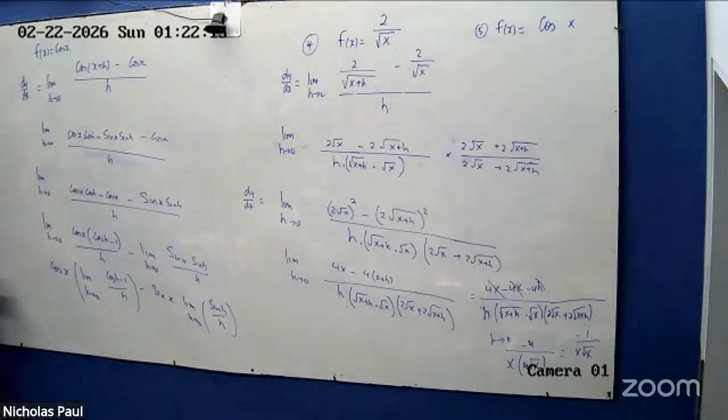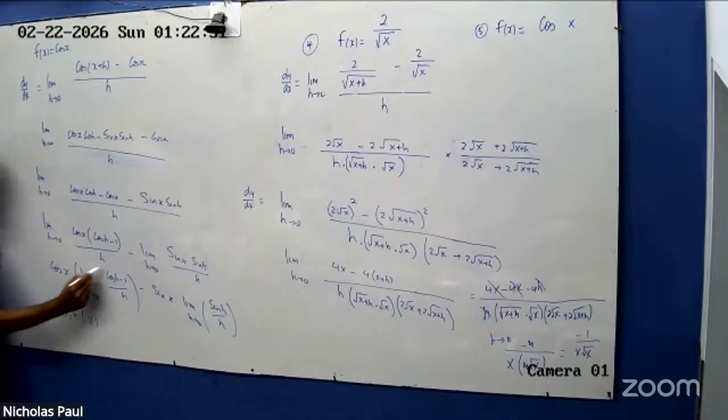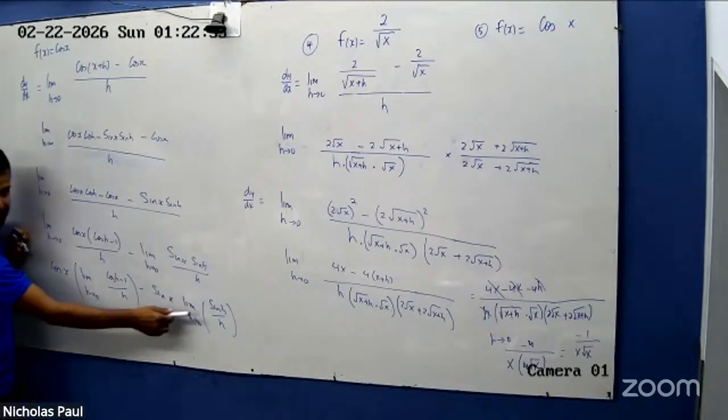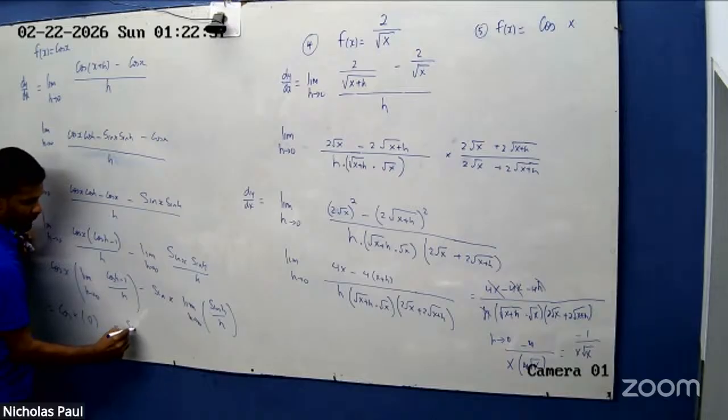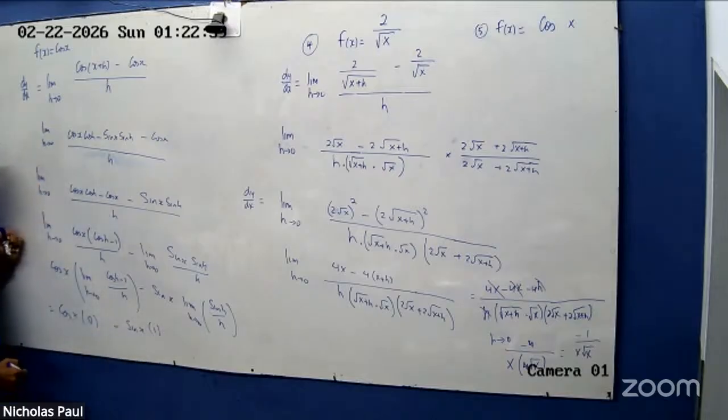From the little handout I gave you, you remember what it says. This is 0, so that will be cos x by 0. This is 0. This is 1, sin x by 1. So your final answer is minus sin x.